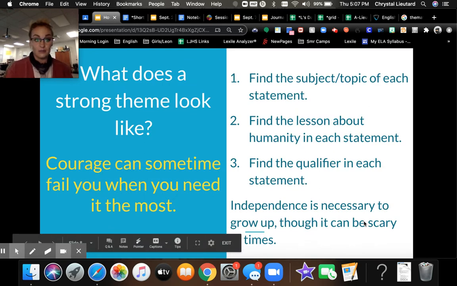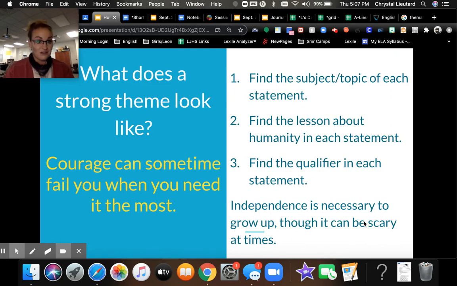A strong theme, what does it look like? It's just a comment. And sometimes it can be a comment that sounds like, well, life sucks, but better expressed, right? Courage can sometimes fail you when you need it the most. That's not a positive sentence, but it is true about life, right? So it can help to find the subject or topic and then find the lesson about humanity, right?